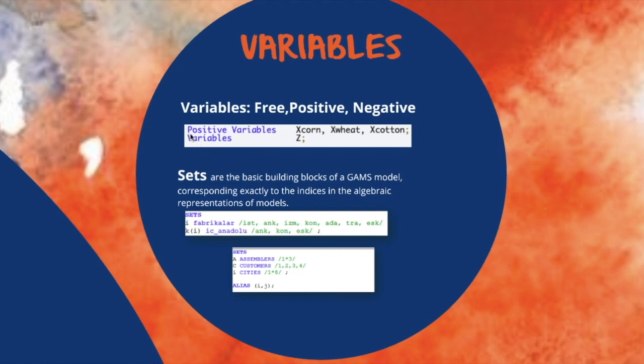It's simple, actually. Positive variables means that we are going to define some positive variables. We introduce variables to the program like xcorn, xwheat, and xcotton. After the expression positive variables, we list these names with commas between them, and at the end there will be a semicolon. Also, the word variables expresses that we are going to use free variables after it, and there will also be a semicolon at the end.